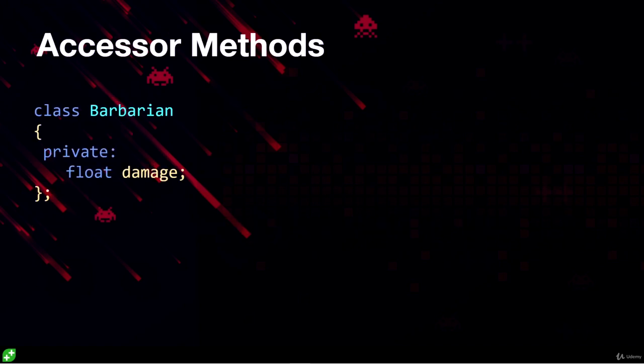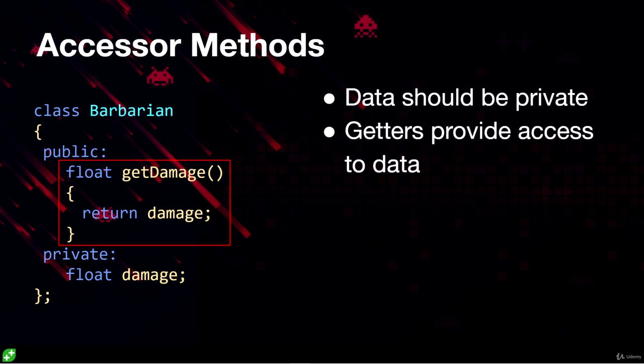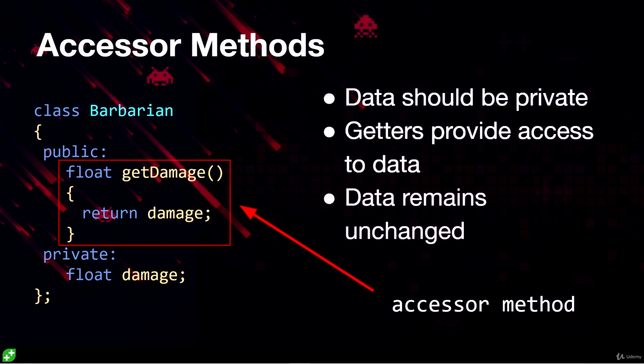Let's dive in. As their name suggests, accessor methods are designed to access data. Now, in general, the data stored in our member variables should be private. So what if we need to access that data? That's where getters come in. They provide access to the data, preventing us from being able to change it. Now, we can define a function right here in the class. This function called getDamage simply returns the value of the private damage variable. We call this an accessor method, or simply a getter for damage. This allows us to access damage, but prevents us from being able to change damage, so the data remains unchanged.